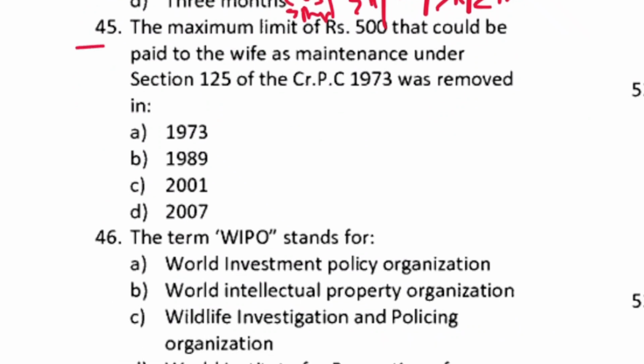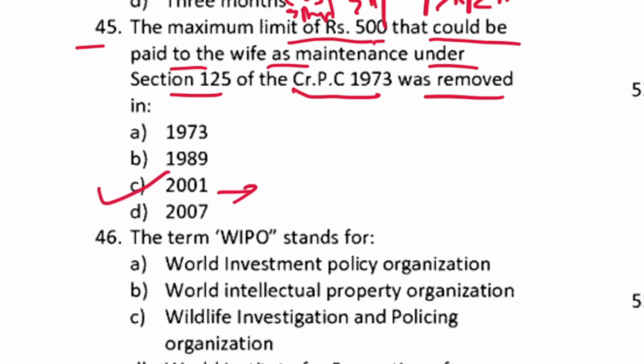Next is 45. The maximum limit of rupees 500 that could be paid to the wife as maintenance under section 125 CrPC was removed. In section 125 there is no maximum or minimum limit for amount of maintenance. Earlier there was a maximum limit, but it has been deleted by the 2001 amendment. 1 is the answer.